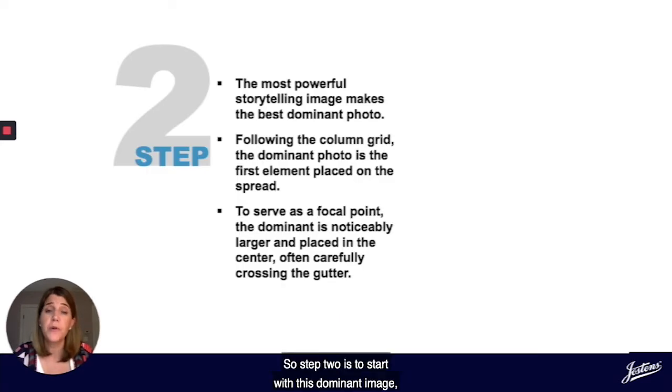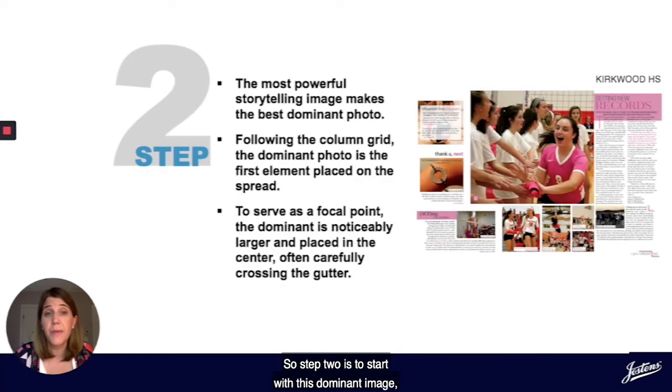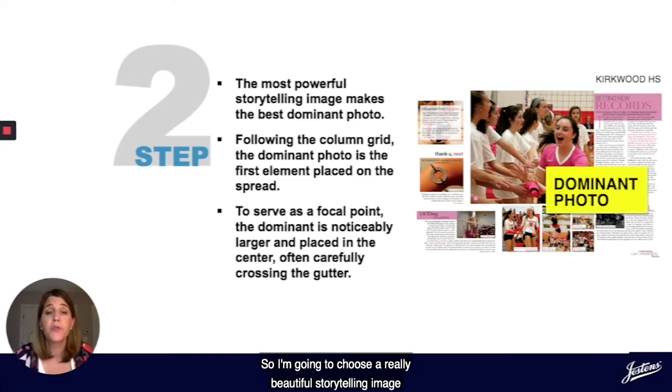So step 2 is to start with this dominant image, just like in that layout from Bryant that we looked at. That storytelling image, that dominant, really drew my eye first. So I want to anchor everything around that dominant photo. So I'm going to choose a really beautiful storytelling image for that dominant photo. I'm going to place it on my column grid, and I'm going to think about it as a focal point. Typically, I'm going to make sure that it crosses the gutter, and I'm going to make sure that it's not directly centered across the gutter.